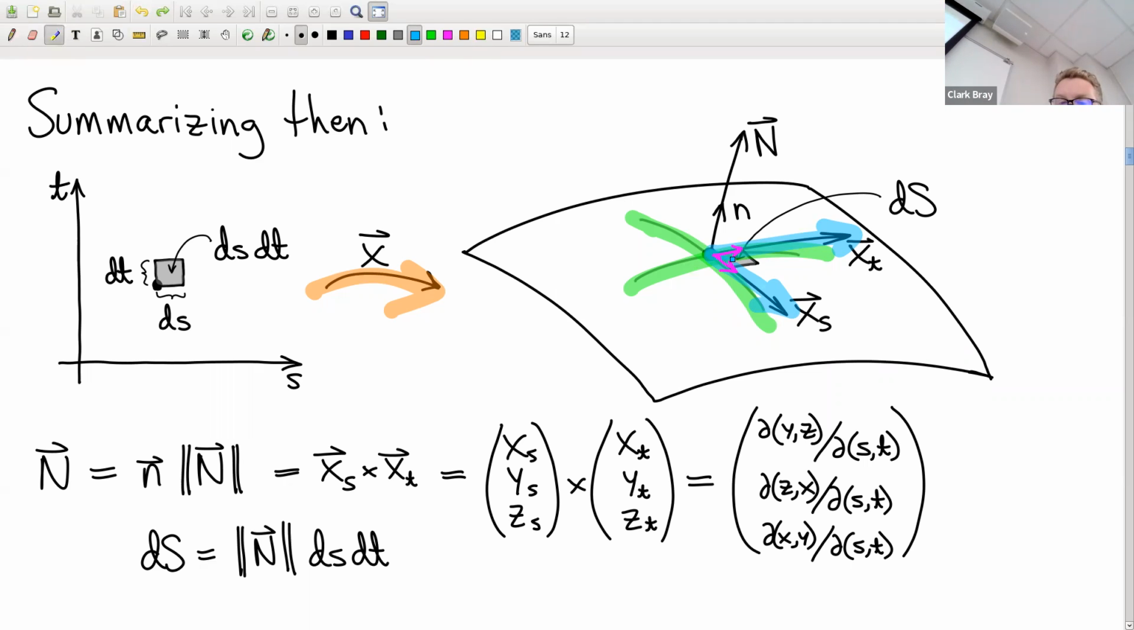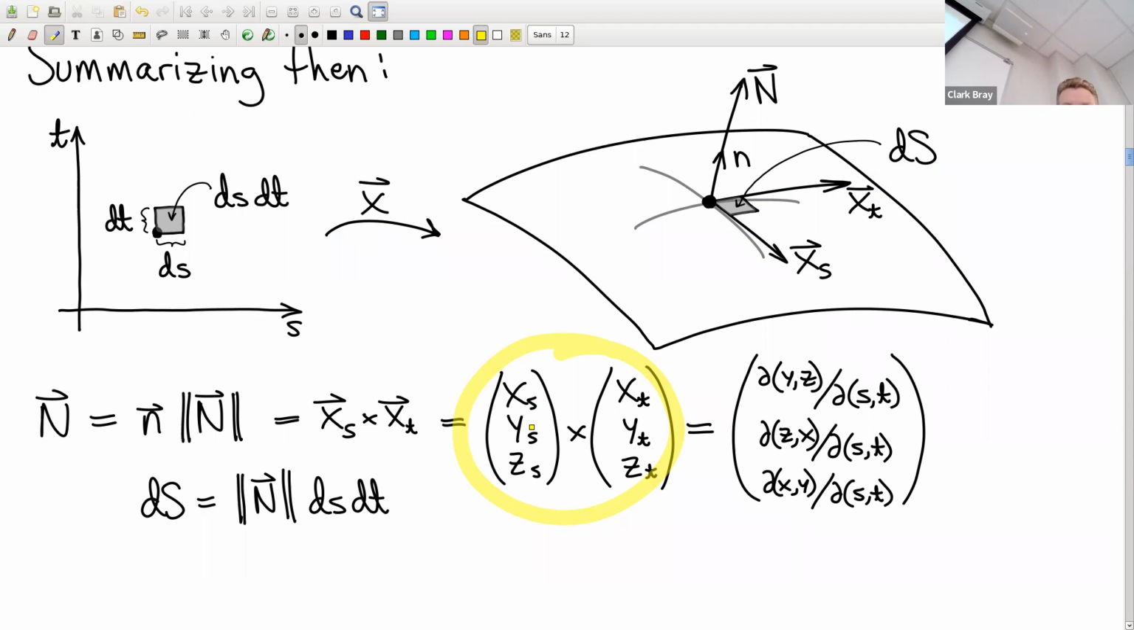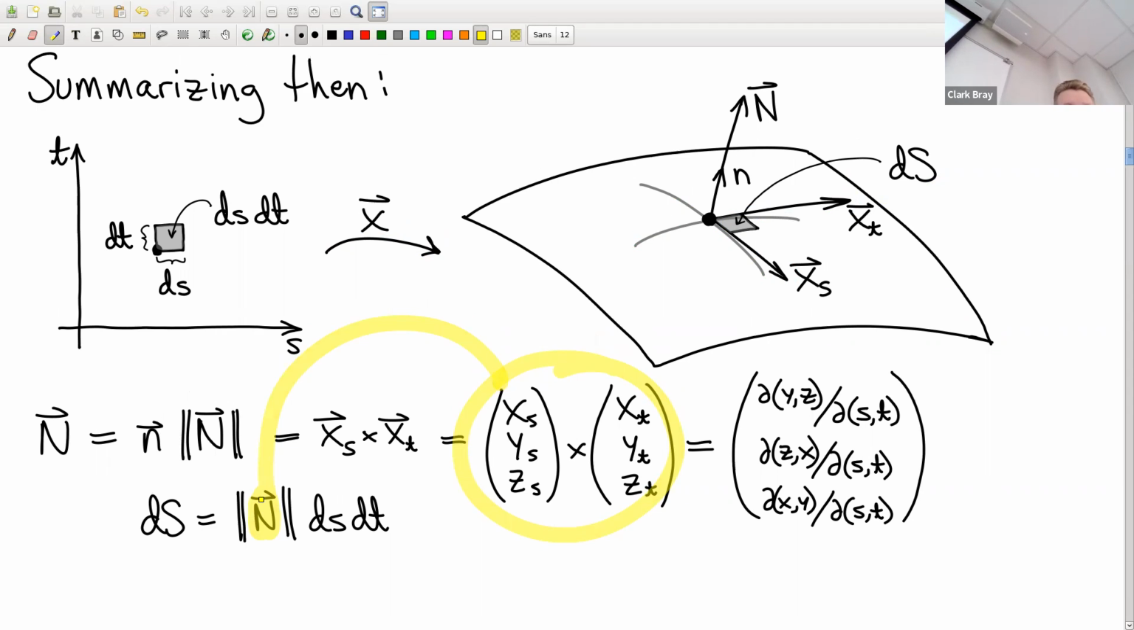You can compute this area ds. Compute that area ds. And again, what it all boils down to is the cross product of the partials is your stretching factor. Excuse me, that's the vector whose magnitude is your stretching factor.